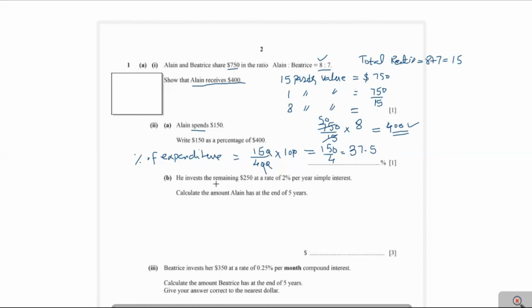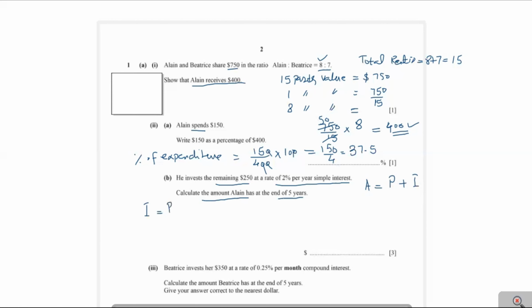He invests remaining $250 at a rate of 2% per year simple interest. Calculate the amount Elan has at the end of 5 years. Now we have to find the amount after 5 years. Therefore, the amount after 5 years will be equal to the principal amount plus the interest value. Now, firstly, we find the interest value of 5 years.